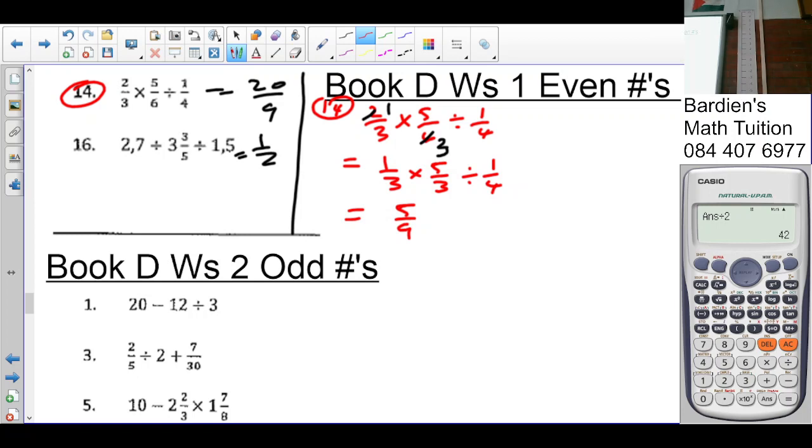My next one is 5 over 36. But remember, this is division. So what must happen? Change to multiplication. Swap around. So it's going to give you 20 over 9. Okay, what I would have suggested is from the offset you do the following, from the beginning.